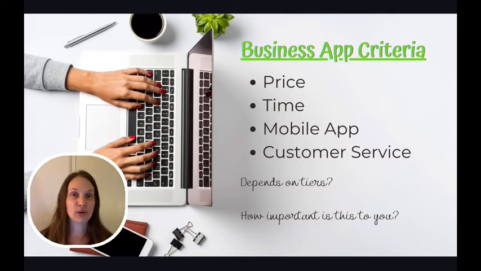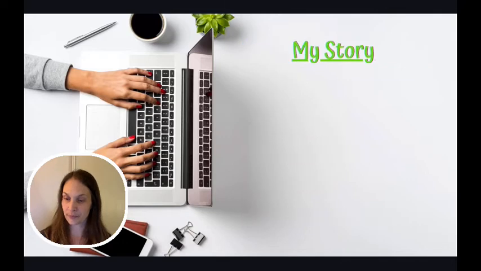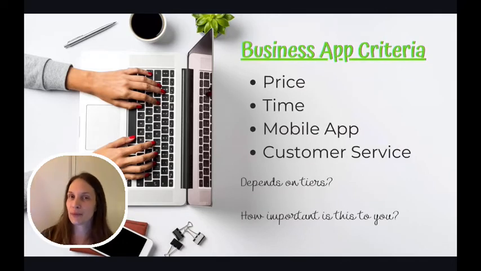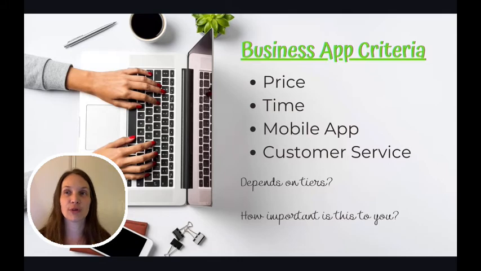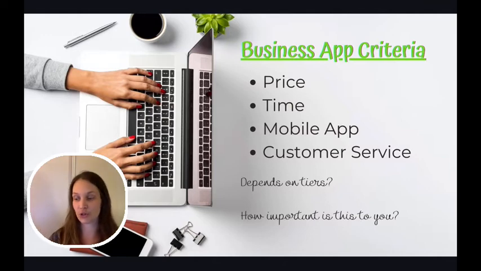Next, if you're enterprise or have a larger company or a larger team, then maybe you're enterprise and above that. And typically you get one-on-one or live phone support, or you have a dedicated support team member that helps you navigate through those challenges and obstacles with the application. So it really depends on how important that customer service is for you. So business app criteria, there's 4 areas: price, time, mobile app, and customer service.